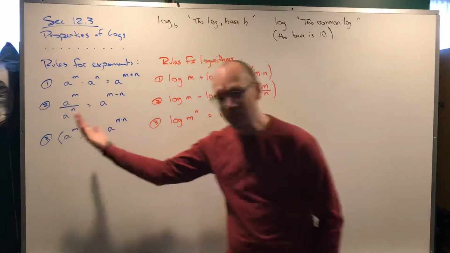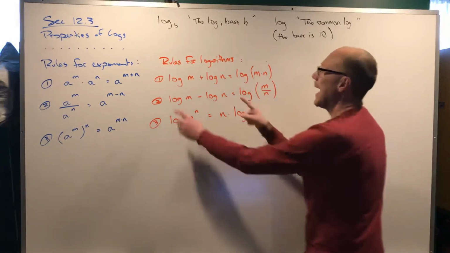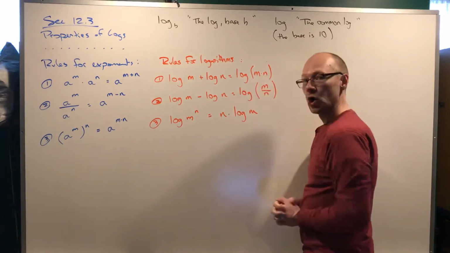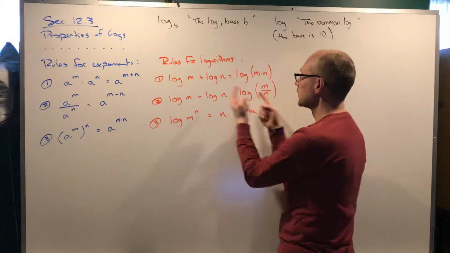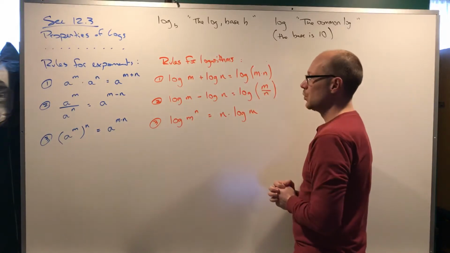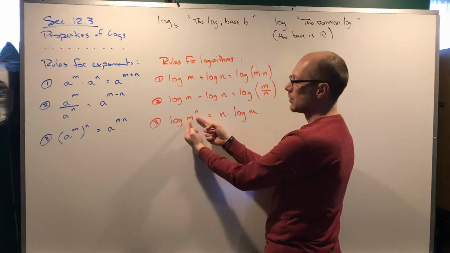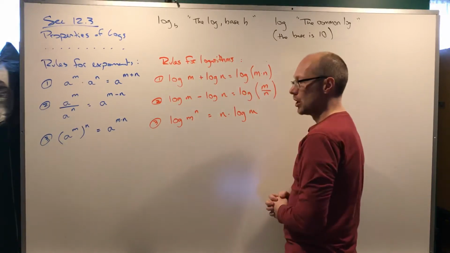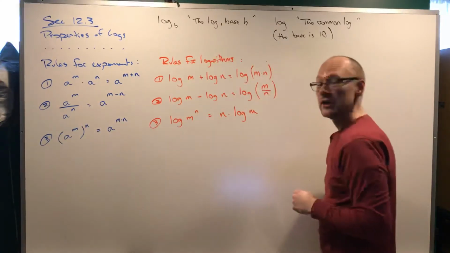Well, let's look at that from the inverse perspective. To add two logs is to multiply what you're logging. To subtract two logs is to divide what you're logging. To raise something to an exponent means you multiply the log. These things are all true because they are inverses of the other.